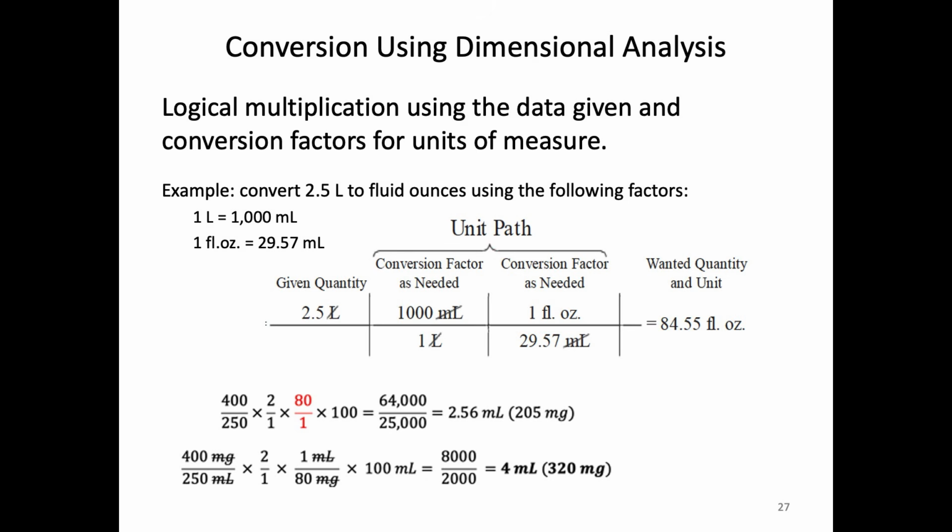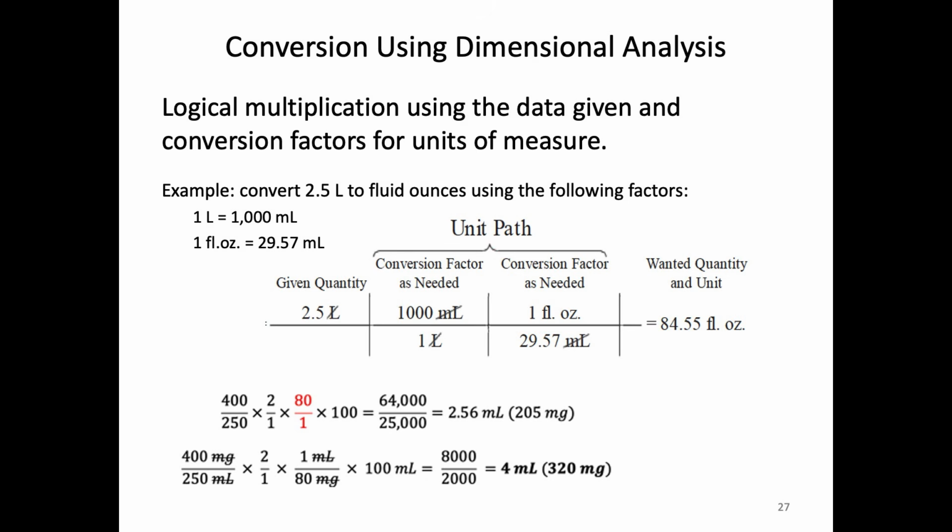The bottom example shows you how you can take a concentration of 400 milligrams per 250 mLs, and if you wanted to double it, you're solving for how much of this volume you need to use. So I won't go through the whole formula, but you can see if they had done the units of milliliters over milligram, it would have been 1 over 80 instead of 80 over 1.